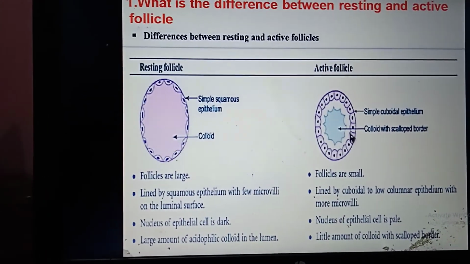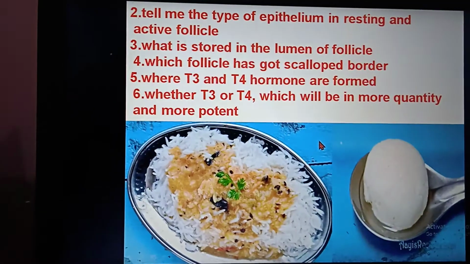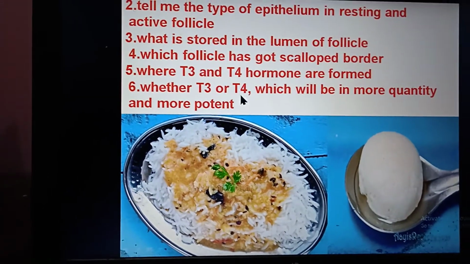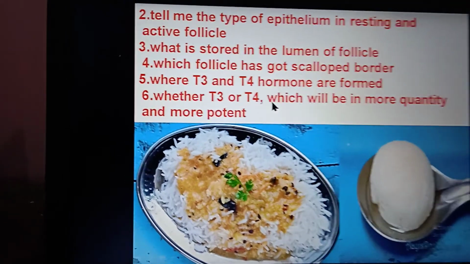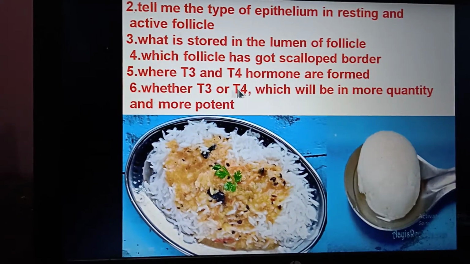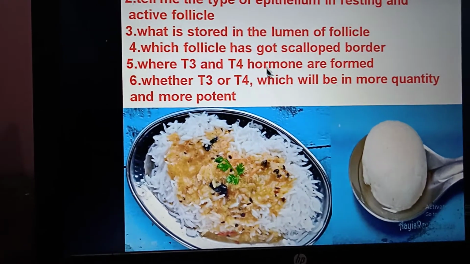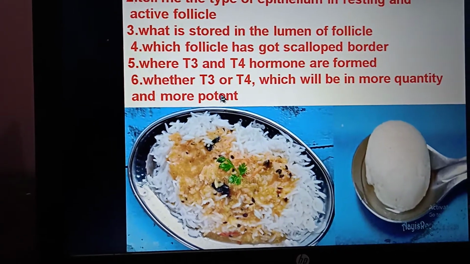These are follicular cells. Within these, T3 and T4 are formed. Whether T3 or T4, which will be in more quantity and more potent? 4 is a higher number than 3, so T4 will be more in quantity. But T3 is more potent.